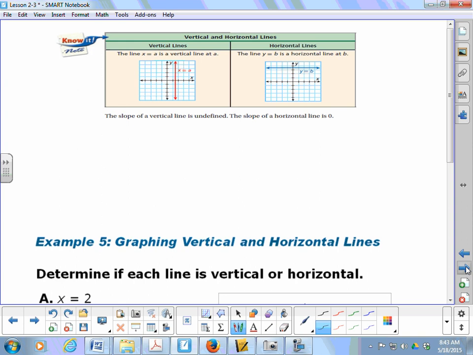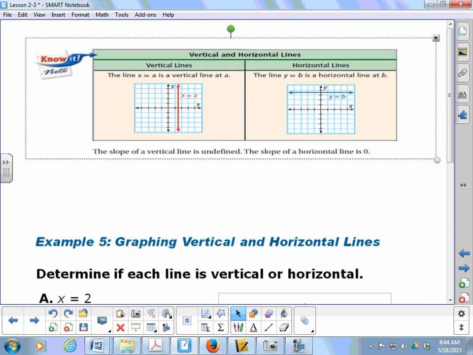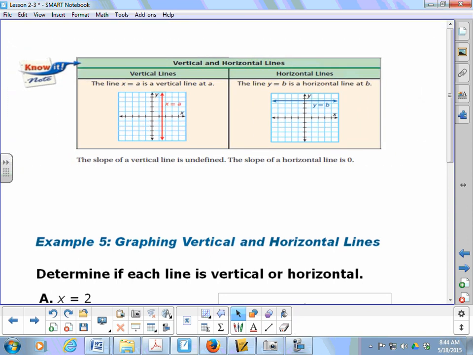Okay, last thing. Horizontal and vertical lines. Vertical lines, slope is undefined, there is no slope. Horizontal lines have a slope of 0. Vertical lines are x equals. Horizontal lines are y equals. All right, so for some of you, you're going to have to think backwards. Horizontal is y equals. Vertical is x equals.